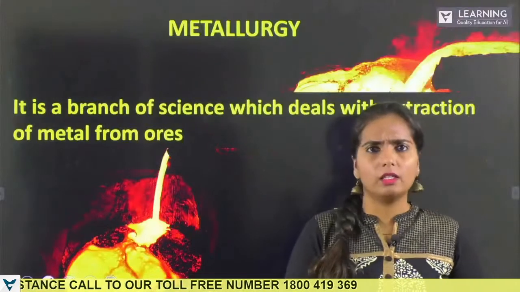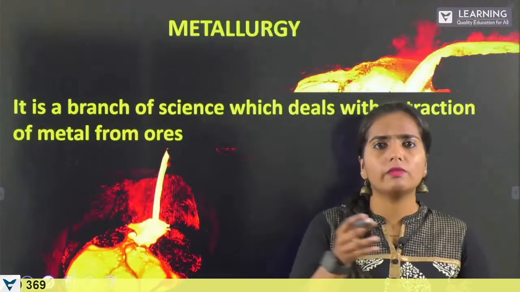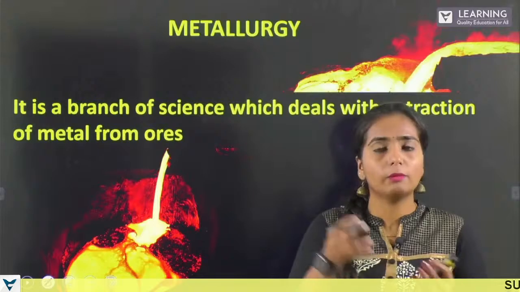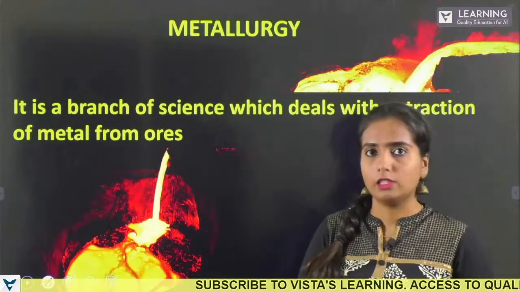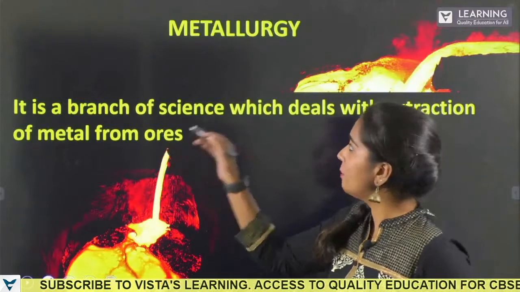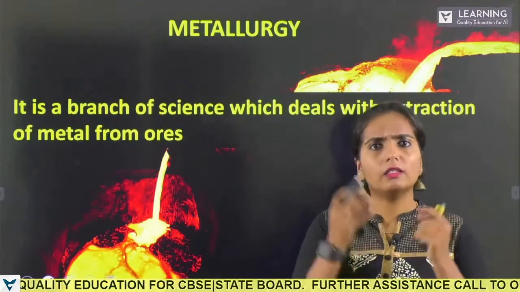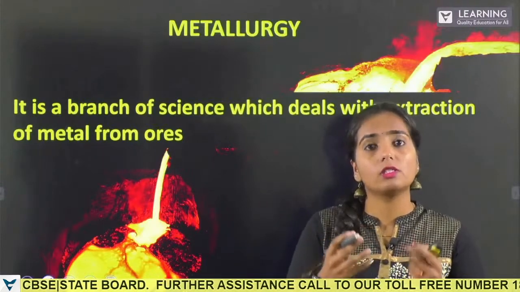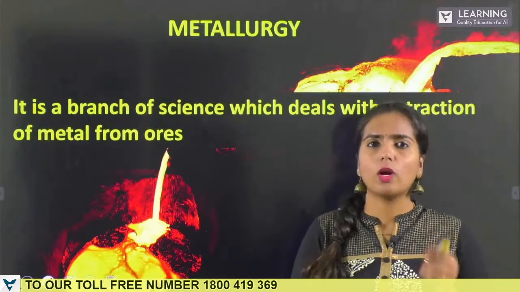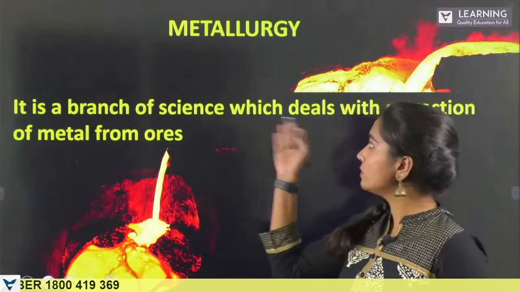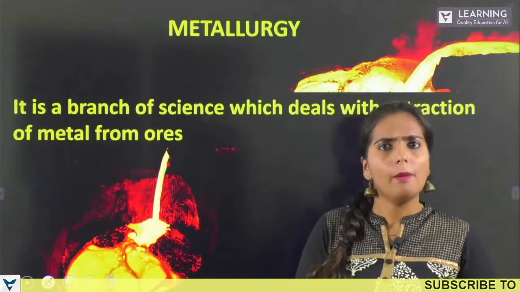Now, what actually is metallurgy? We took minerals, from that we are getting ores, and then we are converting it into usable substances, right? There is some process which happens. That is called metallurgy. The definition of metallurgy is, it is the branch of science which deals with the extraction of metals from ores. The process of extracting metal from ore is called metallurgy.